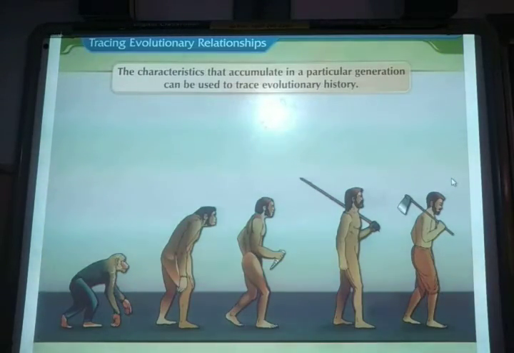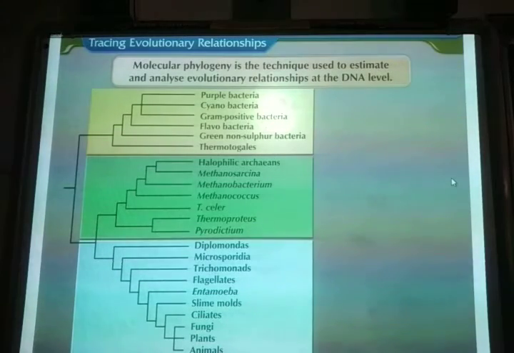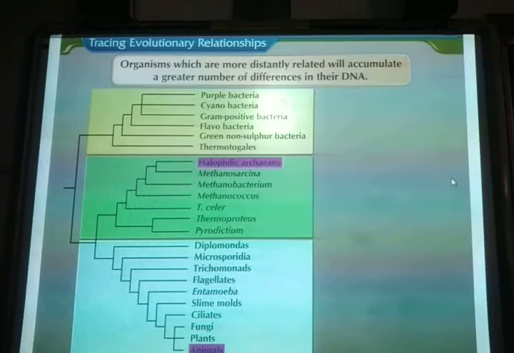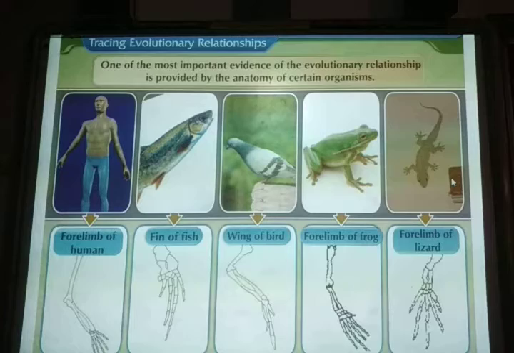The characteristics that accumulate in a particular generation can be used to trace the evolutionary history. Molecular phylogeny is the technique used to estimate and analyze evolutionary relationships at the DNA level. The idea is that organisms which are more distantly related will accumulate a greater number of differences in their DNA. One of the most important evidence of the evolutionary relationship is provided by the anatomy of certain organisms.